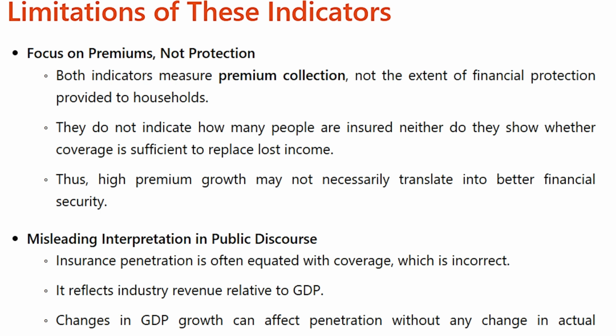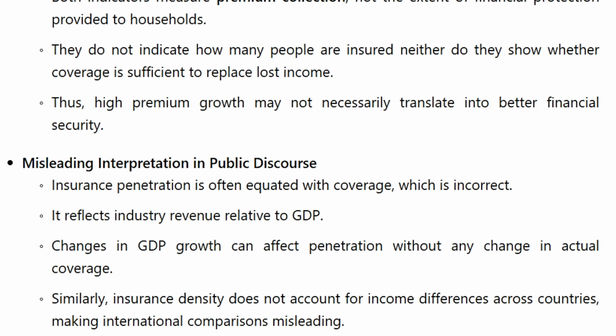Misleading interpretation in public discourse. Insurance penetration is often equated with coverage, which is incorrect. It reflects industry revenue relative to GDP. Changes in GDP growth can affect penetration without any change in actual coverage. Similarly, insurance density does not account for income differences across countries, making international comparisons misleading.